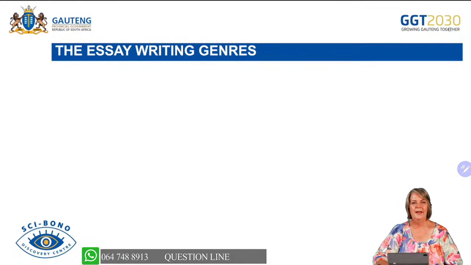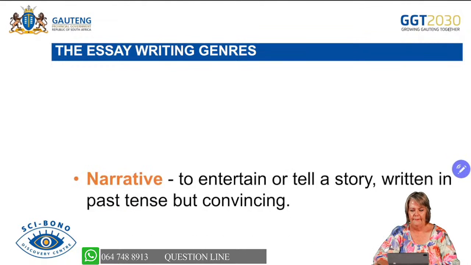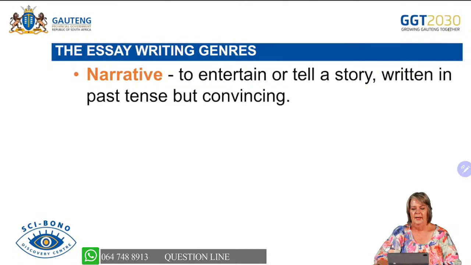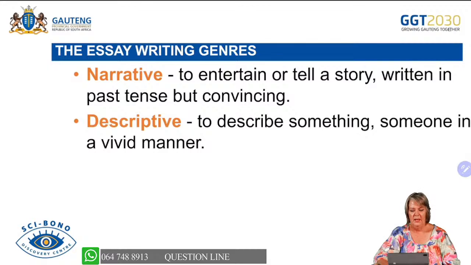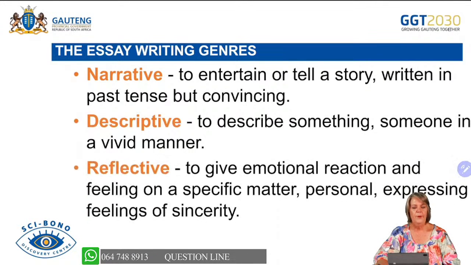Let's take a look at the essay writing genres. Now, that refers to the different types of essays. A narrative essay is there to entertain or to tell a story, written in the past tense, but convincing. A descriptive essay is to describe something or someone in a vivid manner. The reflective essay gives emotional reaction and feeling on a specific matter, personal, or something expressed by a friend, expressing feelings of sincerity.